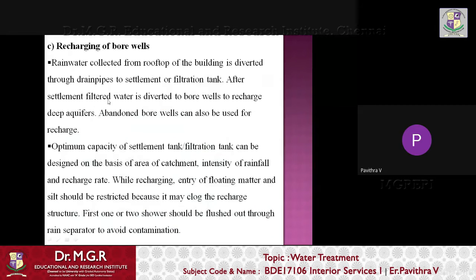So after settlement, filtered water is diverted to the borewell to recharge deep aquifers. Abandoned borewells can also be used for recharge. The optimum capacity of the settlement or filtration tank can be designed on the basis of the area of catchment, intensity of rainfall, and the recharge rate. While recharging, entry of floating matter and silt should be restricted because it may clog the recharge structure. The first one or two showers should be flushed off through the rain separator to avoid contamination.